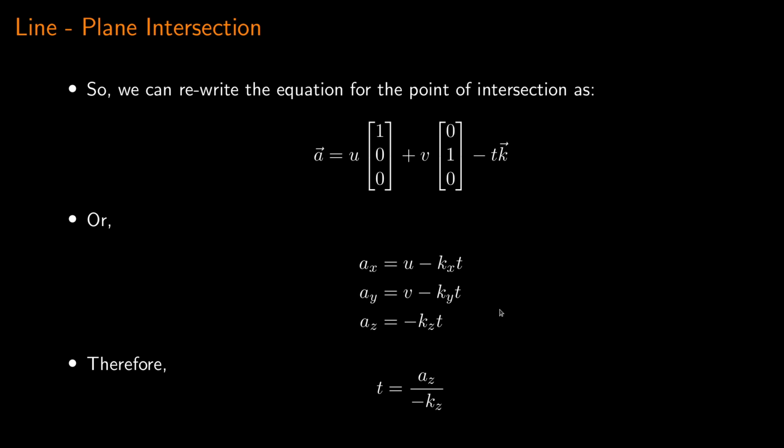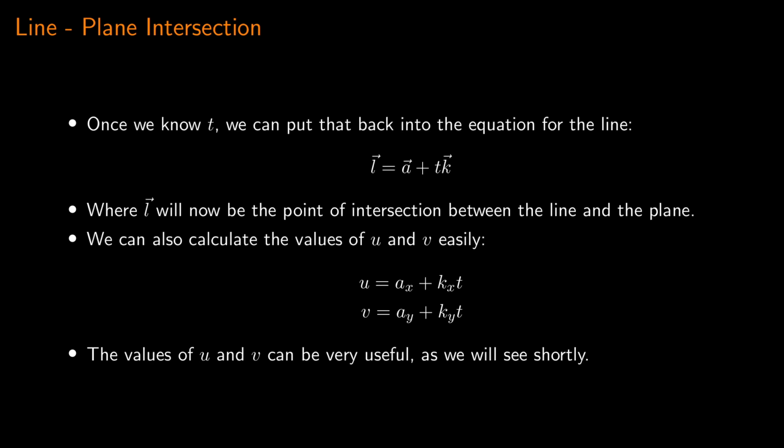And this makes it incredibly straightforward to solve for t. We can see very straightforwardly that t is going to be az divided by minus kz. Okay. Once we know t, we can put that back into the equation for the line. So we have the vector L is equal to a plus tk, as we saw before, where L will now be the point of intersection between the line and the plane. And we can also calculate the values of u and v easily simply by rearranging the equations that we just saw. So we get u is equal to ax plus kx t, and v is equal to ay plus ky t. And the values of u and v can be very useful, as we're going to see shortly.